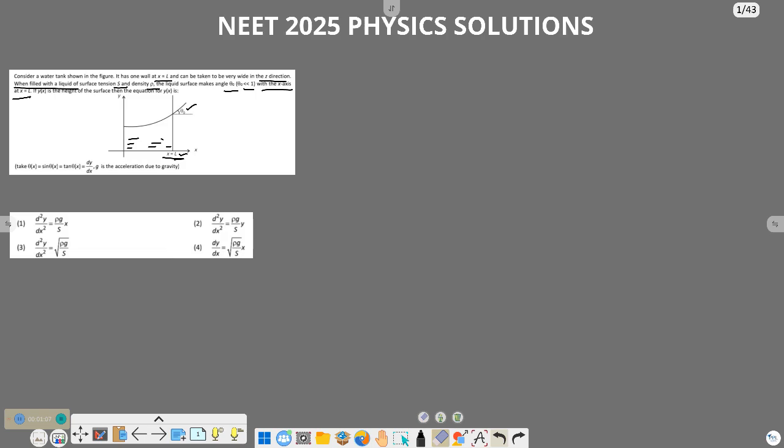If y of x is the height of the surface, that means the height of the liquid level is y. It changes as x changes, so y also changes. So y of x is the height of the surface, and they are asking for the equation. If you see the options, they are given in this fashion: d square y by dx square equal to g by S into x, like that. We have to find the answer among these options.